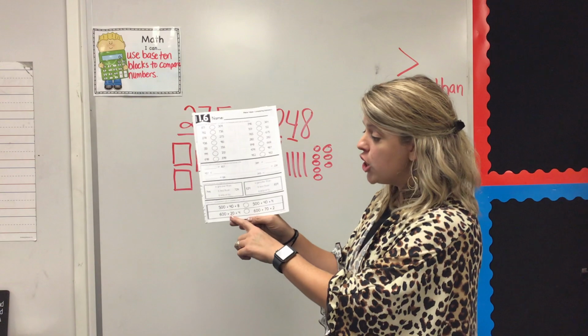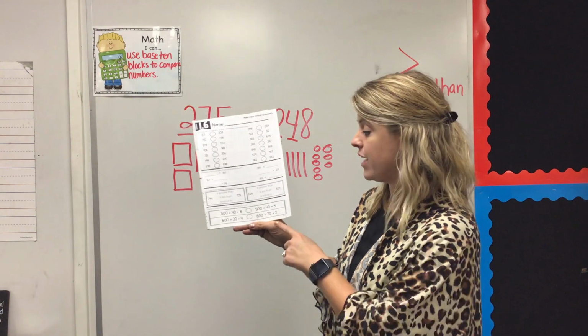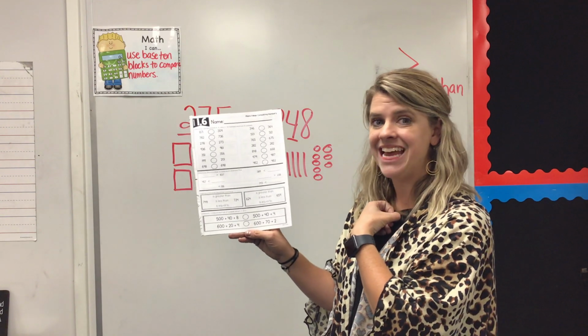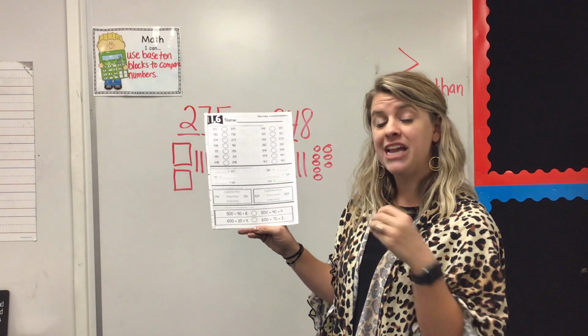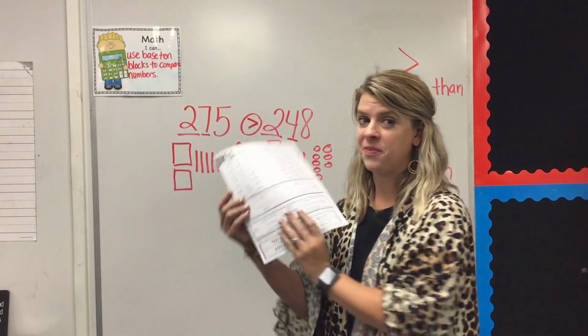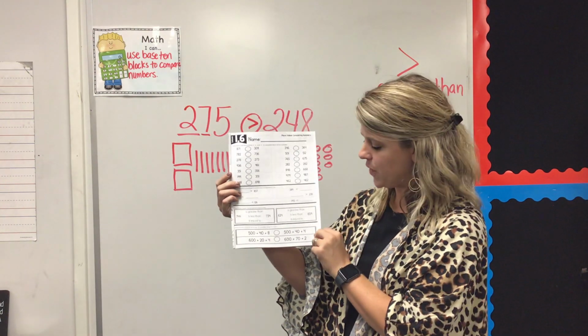And down here, you're going to compare each set using greater than, less than, or equal, but you're going to have to figure out what does that number mean. It's written in expanded form, and you need to figure out what is that number in standard form before you can fill in that bubble, okay?